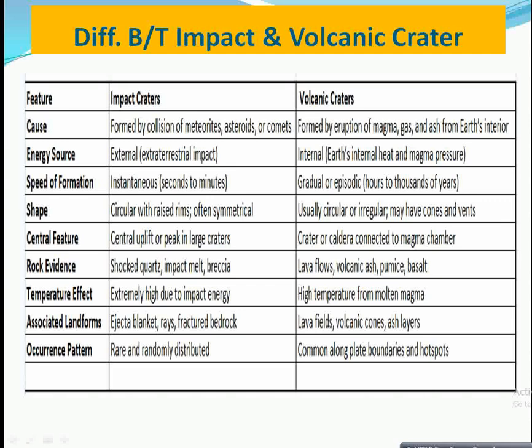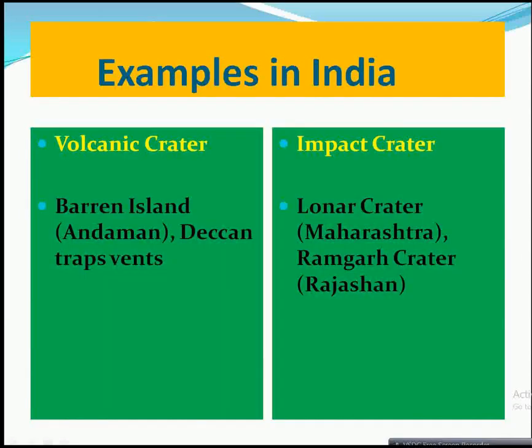Occurrence pattern. Rare and randomly distributed. Common along plate boundaries and hotspots. Examples of impact and volcanic craters in India. Volcanic crater: Barren Island, Andaman; Deccan Traps vents. Impact crater: Lonar crater, Maharashtra; Ramgarh crater, Rajasthan.